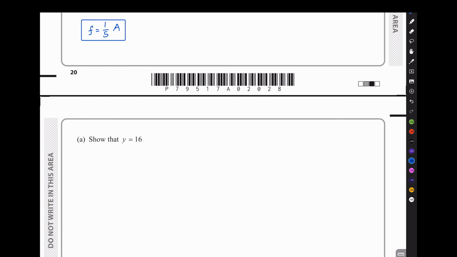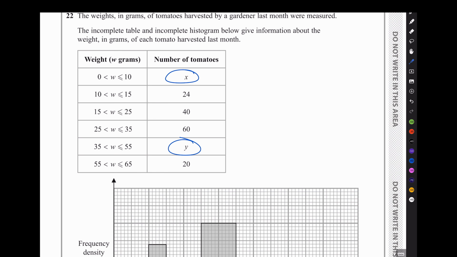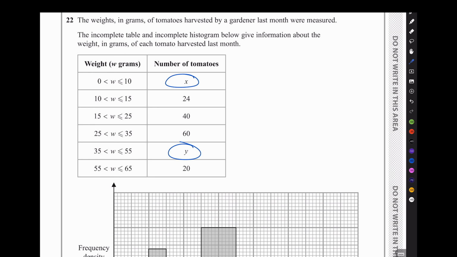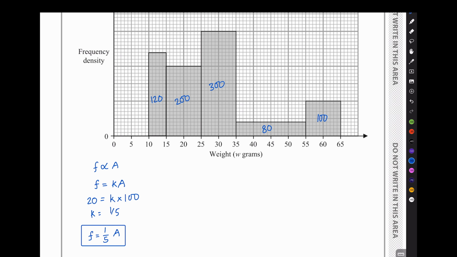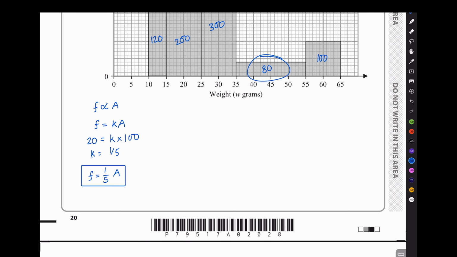Oh, I didn't even need the question. So, show that y is equal to 16. What's y? Where's y? This one. Okay, I need to find y. I already know the area is 80, and I need to find the frequency. This is frequency. So I need to find the frequency for area equals 80. Let me write it down right here.